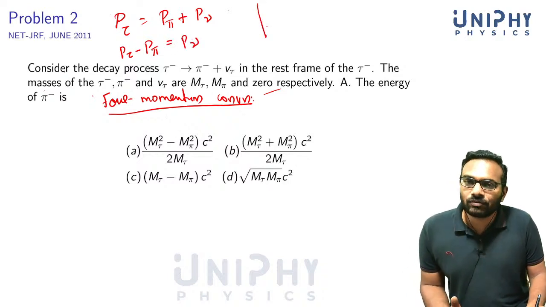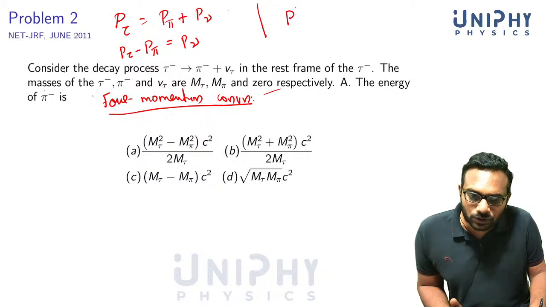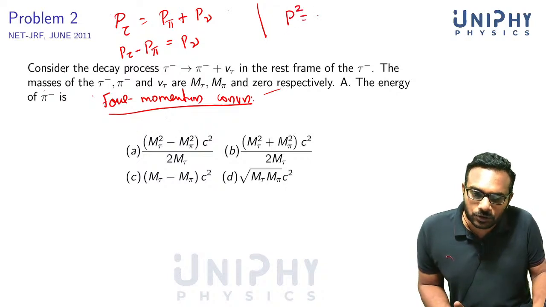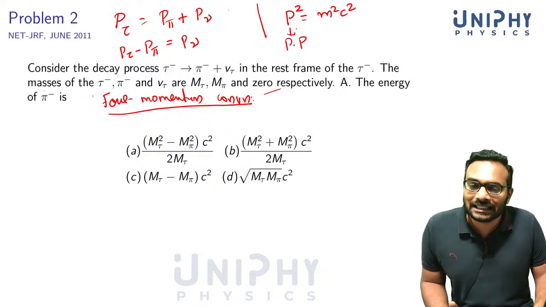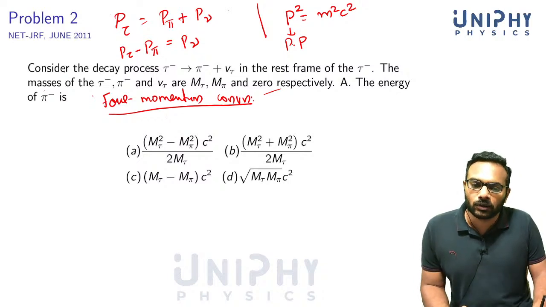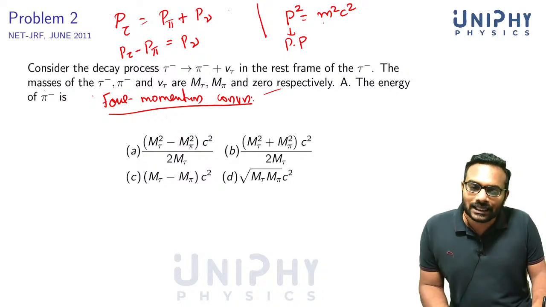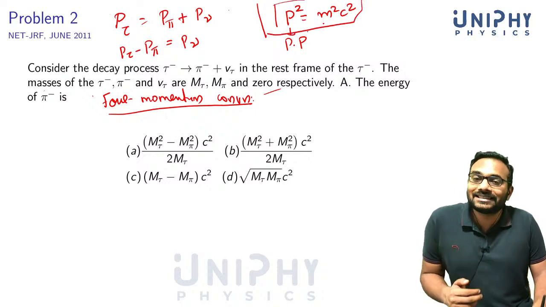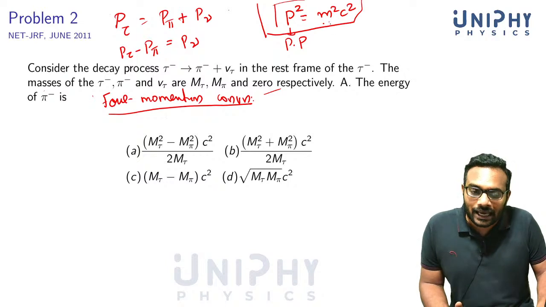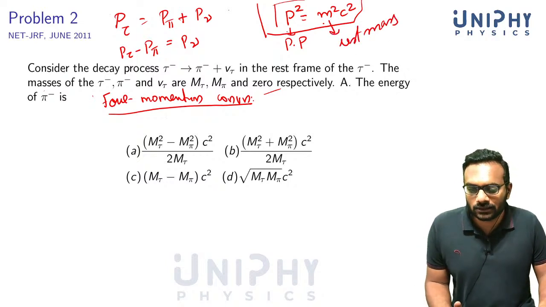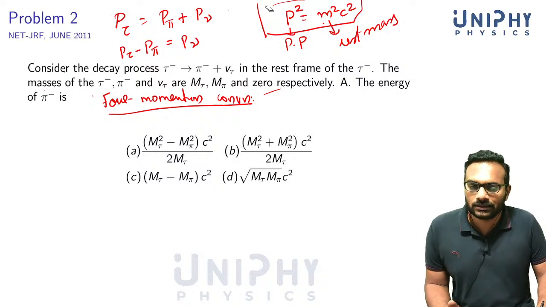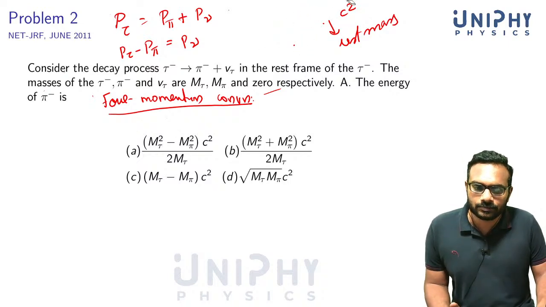The reason we are doing this is that we can make use of this relation: P square is equal to m square c square. P square means P dot P, the scalar product of the 4 momentum with itself. It is a relativistically invariant quantity, and m is known as the rest mass. So, we can use this result.